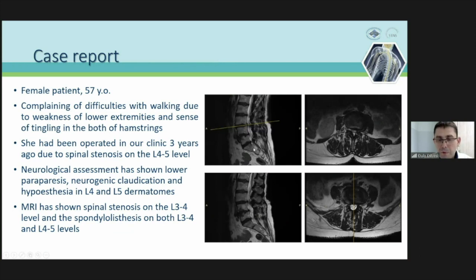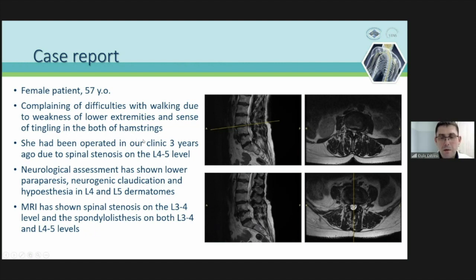So I would like to present to you two short case reports of patients treated in our clinic for spinal stenosis with instability and low-grade spondylolisthesis, using one of the two previously mentioned techniques.